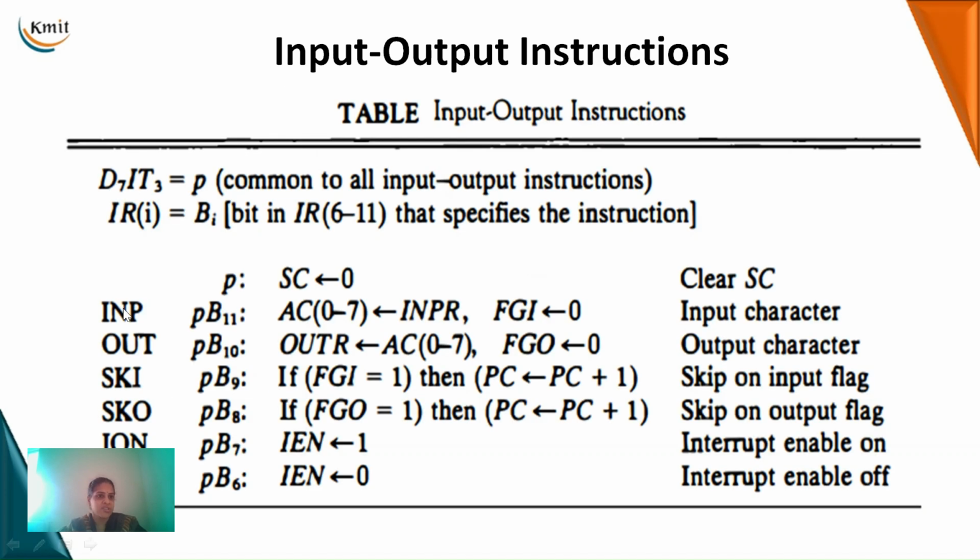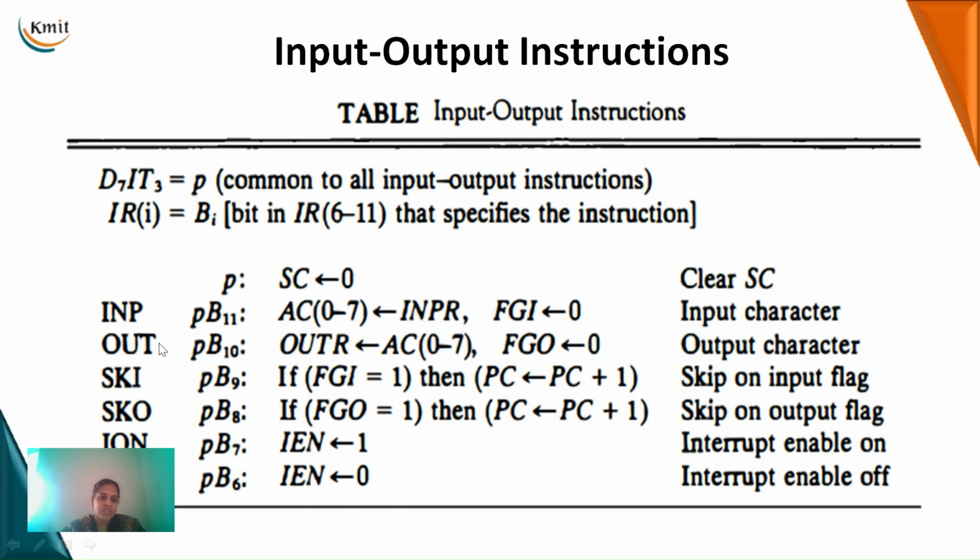Let's see the input output instructions. The first instruction is INP, which is used to input a character. The 8-bit information present in the input register is transferred into the 0 to 7 bits of the accumulator. As we know, the accumulator is a 16-bit register, whereas the input register is an 8-bit register, so the 0 to 7 bits of the input register are transferred to the 0 to 7 bits of the accumulator. Previously, when an input was available in the input register, the FGI flag was 1. Now, since the information is transferred, FGI is cleared to 0.